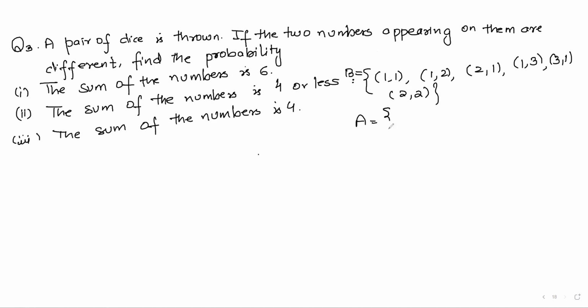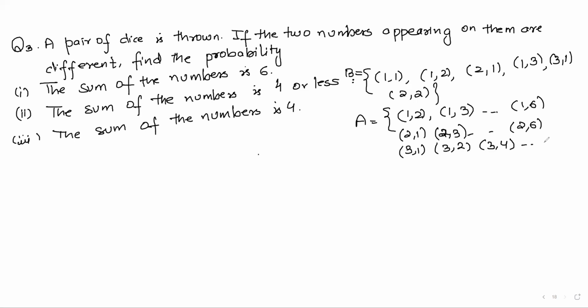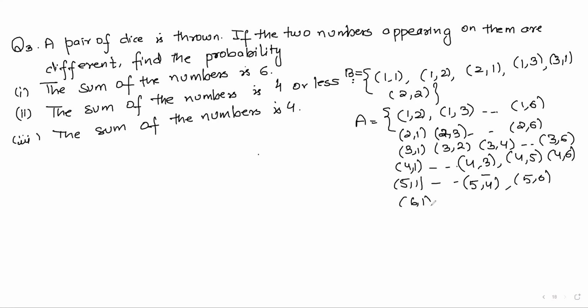If the two numbers appearing on them are different from each other: (1,2), (1,3), (2,1), and so on. Similarly (2,3), (2,4), (2,5), (2,6). Next (3,1), (3,2), (3,4), (3,5), (3,6). Next (4,1), (4,2), (4,3), then (4,5), (4,6). Then (5,1) to (5,6), and (6,1) to (6,5).